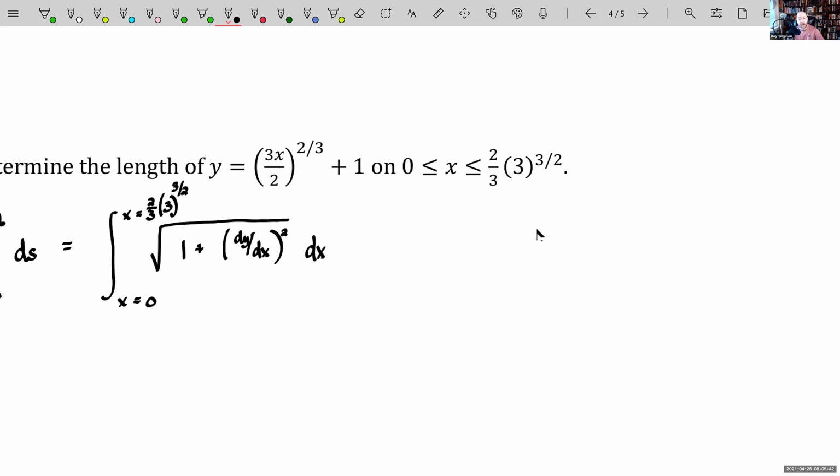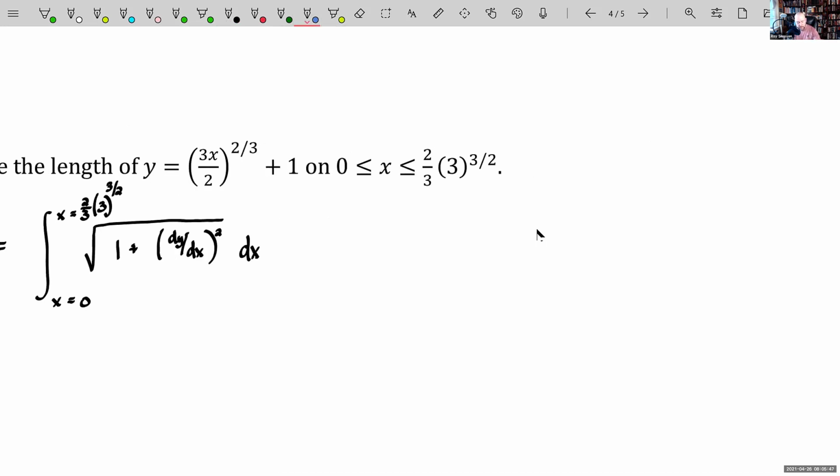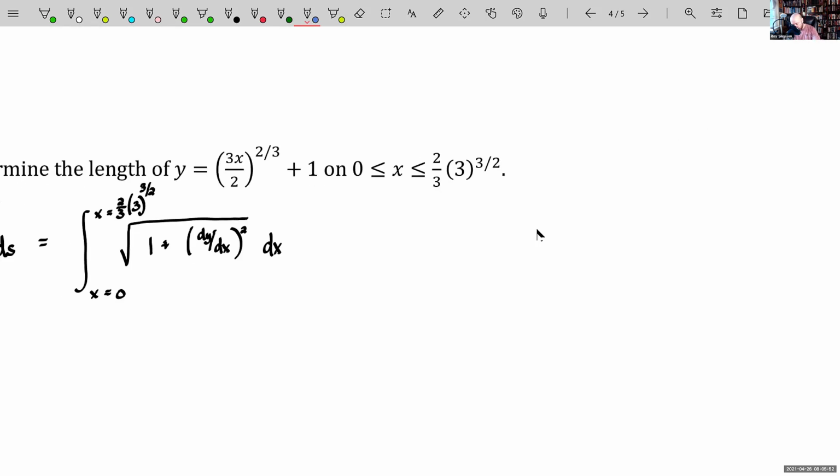Off to the side, I'm going to go ahead and in blue, maybe, just find out what the derivative is, square it, and add 1. So the derivative of y with respect to x is going to be 2/3 times (3x over 2) to the negative 1/3 power times, by the chain rule, 3/2. And beautifully, these 2's cancel, these 3's cancel. Don't get used to that. That's not always going to happen, but at least we get there.